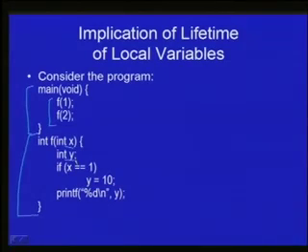So what happens in this function f? What happens is that if the parameter has the value 1, then y is assigned 10, otherwise it is not assigned anything, and then finally the value of y is printed. So now when f is called the first time, it is called with argument 1, so the value of x is 1, so y gets assigned 10 and the value 10 gets printed.